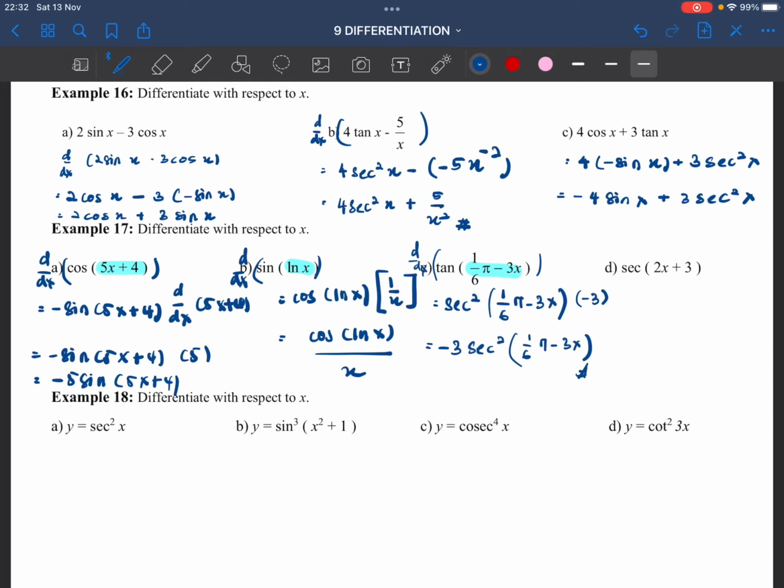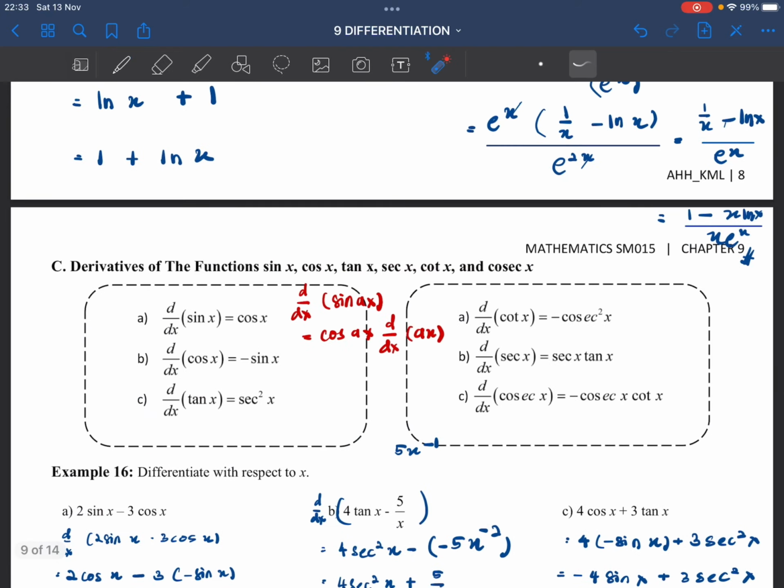Okay, for secant 2x plus 3, saya nak kamu cuba try macam mana nak differentiate secant 2x plus 3. Here the answer you should get is 2 secant 2x plus 3 tangent 2x plus 3. Basically the same thing, tapi kita guna yang ini. Alright, so boleh cuba sendirilah dekat situ.